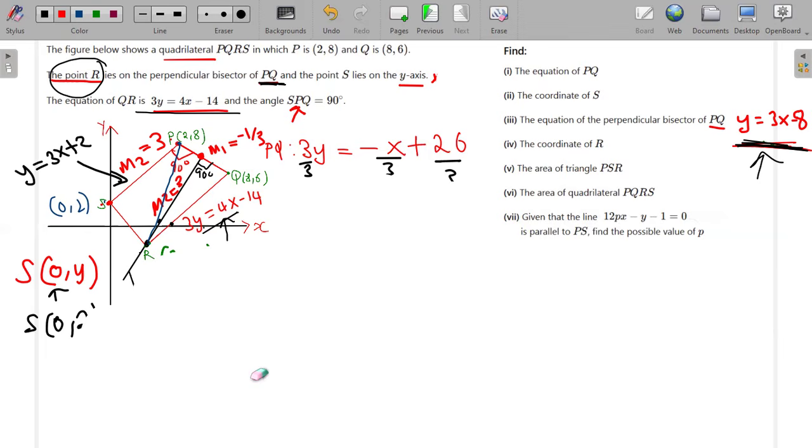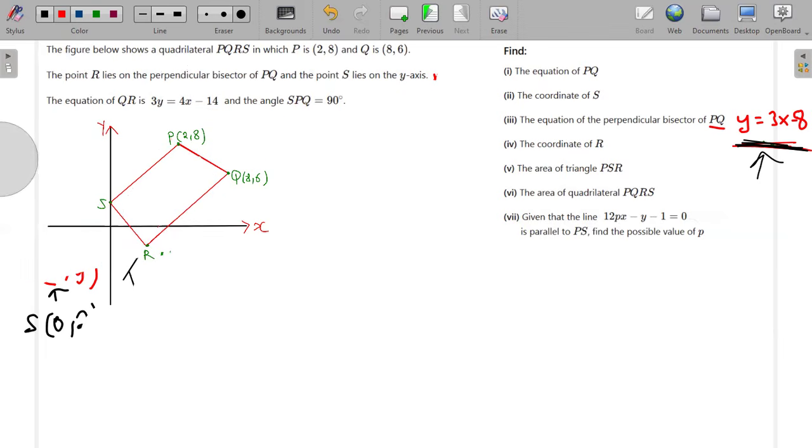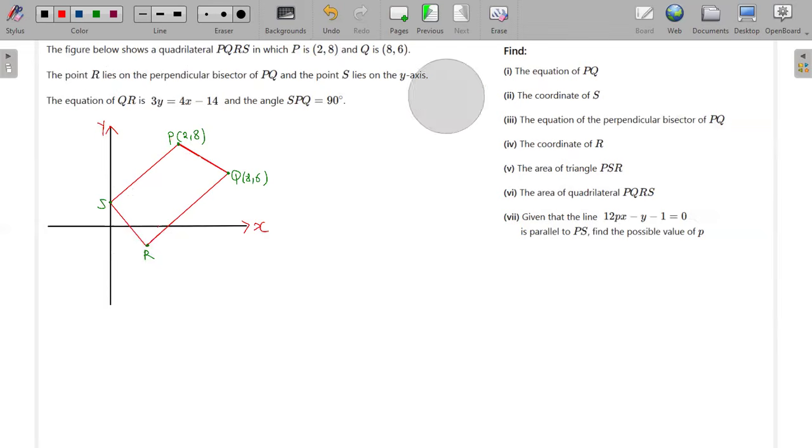Okay, so I can even erase this anyway. So now the last question says, given that the line 12px minus y minus 1 is equal to 0 is parallel to PS. Where's PS? PS is this guy here. So what was the equation of the PS that we had found? We found y was equal to 3x plus 2. This was the line of the PS. Find the possible value of p.